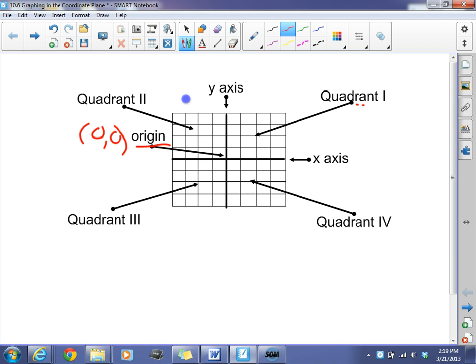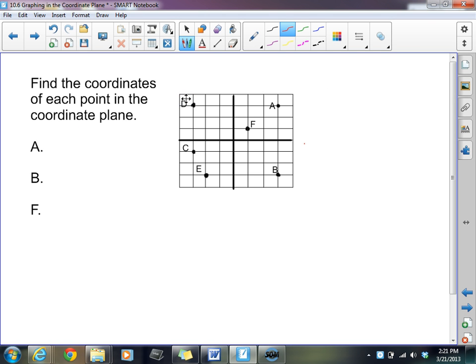So these terms, ladies and gentlemen, are going to be very important. We're going to be using these terms as we cover all of this material. So these terms are very, very important. So make sure you understand these terms. Alright, let's get into some specifics about the coordinate plane.